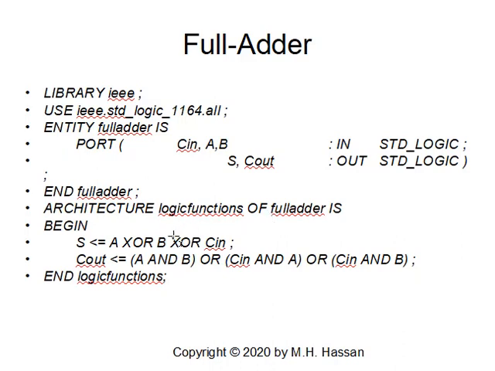I have A exclusive or B exclusive or Cn assigned to S, the sum. This came from the truth table. And A and B or Cn and A or Cn and B will be assigned to C out. I will end the logic function.